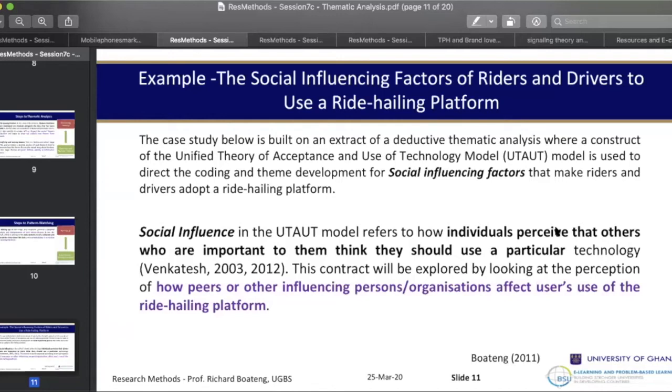You see the guy who called it a model the first time he developed it, refers to how, this is very interesting. Okay, I don't want to divert, let's continue. It refers to how individuals perceive that others who are important to them think they should use a particular technology. It's like peer influence. This construct will be explored by looking at the perception of how peers or other influencing persons affect the user's use of the ride-hailing platform.